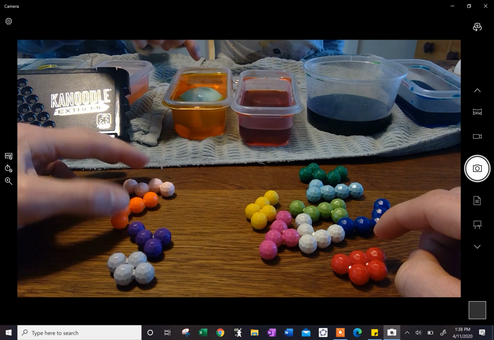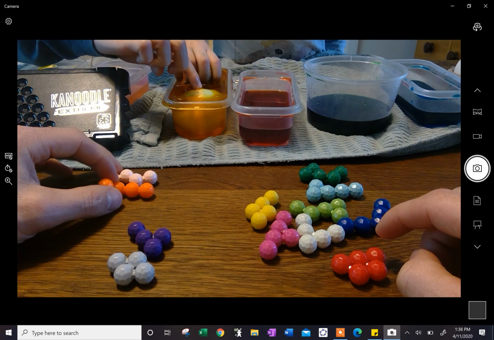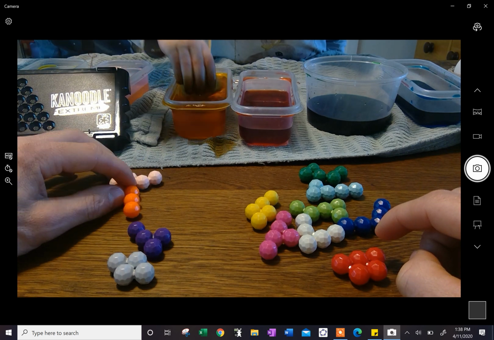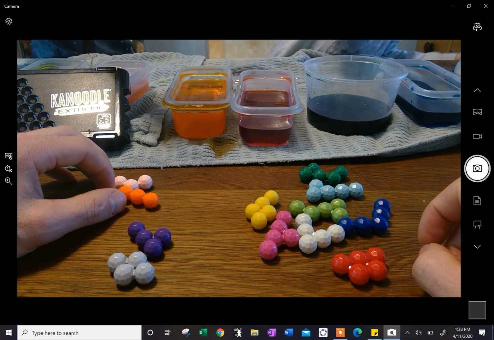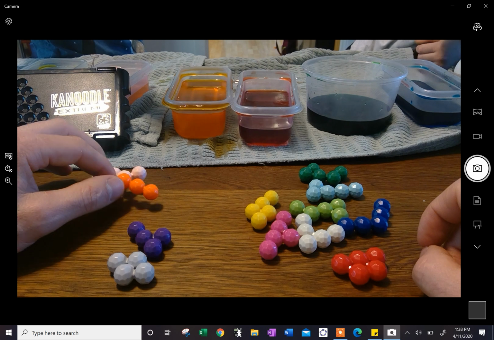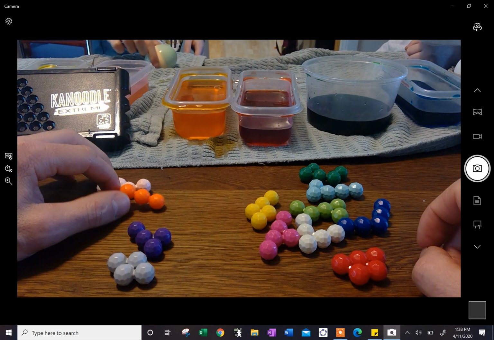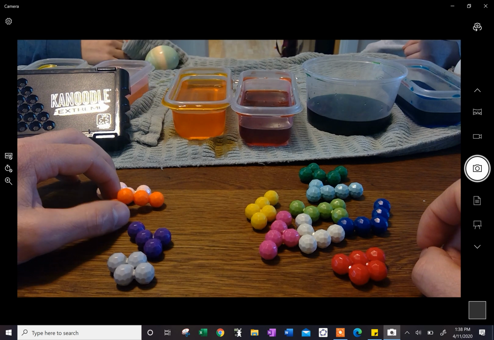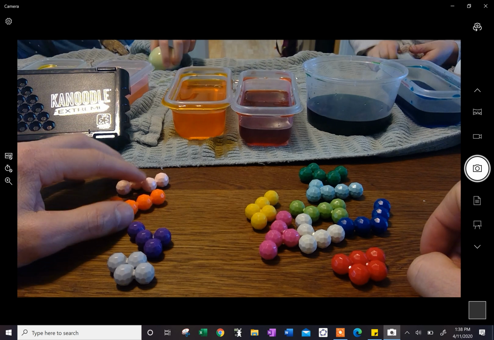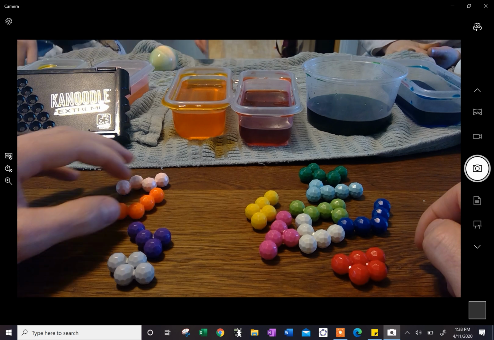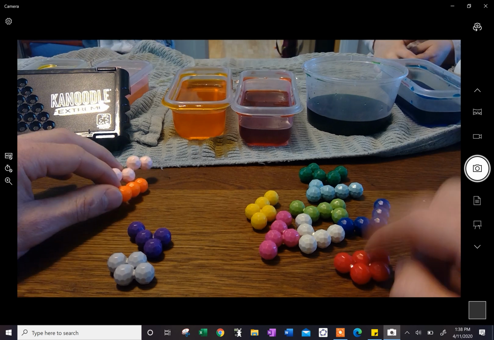If I have two 4 pieces, I would have 8, but what's 21 minus 8? Anybody know? Add 2 to 8, what do you get? 10. Add 2 to 21, what do you get? 23. What's 23 minus 10? 23 minus 10 is not 10. It's 13. So that's not going to work.